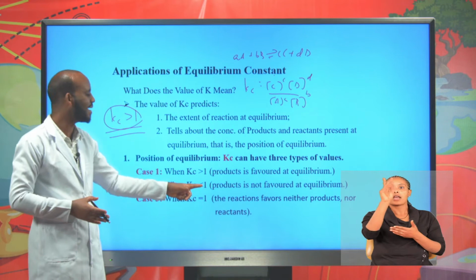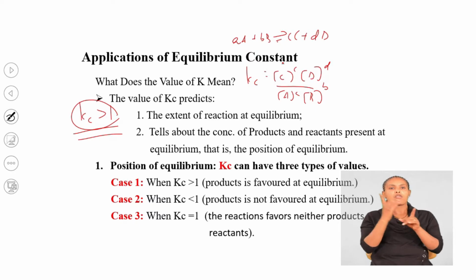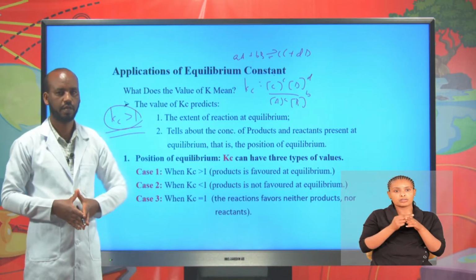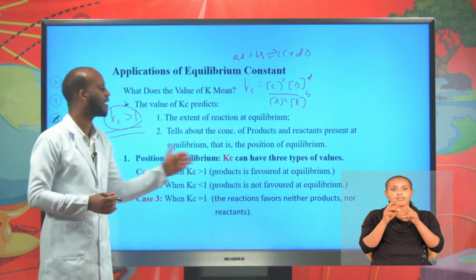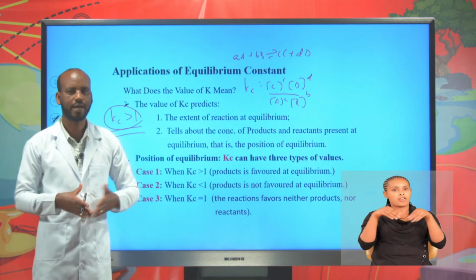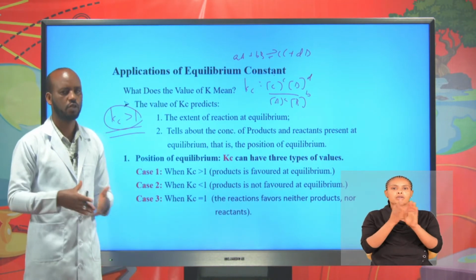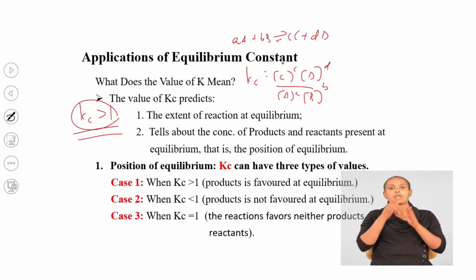Case 2, when Kc is less than 1, formation of product is not favored. What is favored? Formation of reactant is favored. When Kc equals 1, the reaction favors neither products nor reactants. Therefore, the value of Kc tells us the relative concentration of reactants and products. When Kc is greater than 1, formation of product is favored. When Kc is less than 1, formation of reactant is favored. When Kc equals 1, neither reactant nor product is favored.